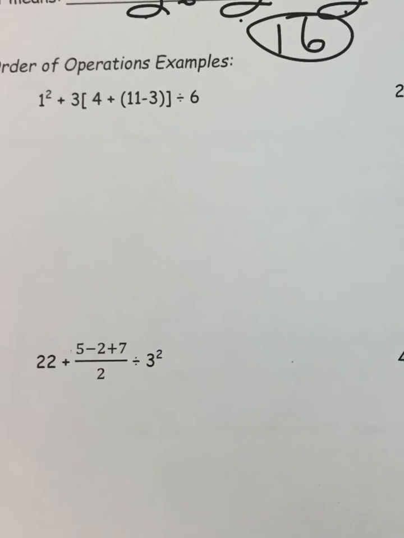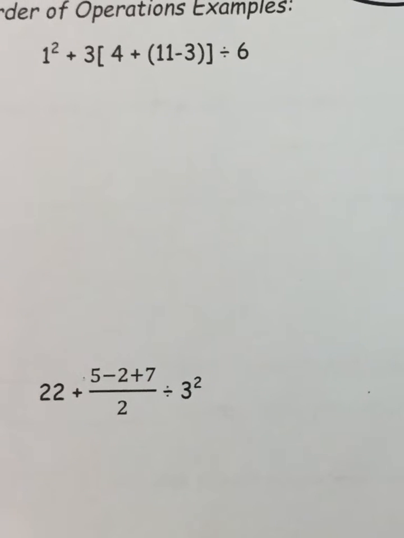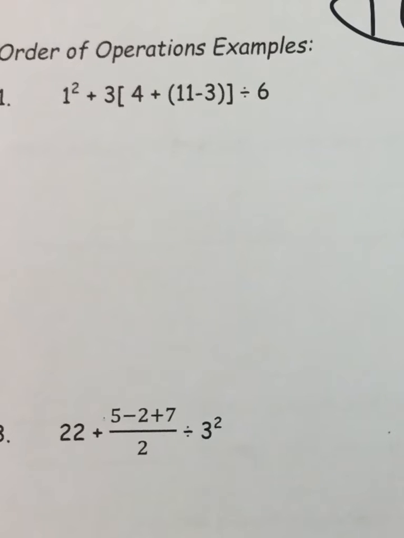Okay, let's go ahead and start in on our order of operations problems. The very first problem says 1 squared plus 3, times the quantity of 4 plus the quantity of 11 minus 3, all divided by 6. Now, within the order of operations problem here, I see brackets. I see some grouping. So I'm going to immediately put my eye over to these brackets.